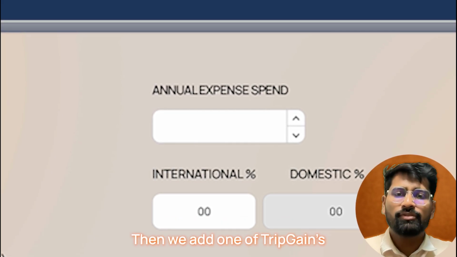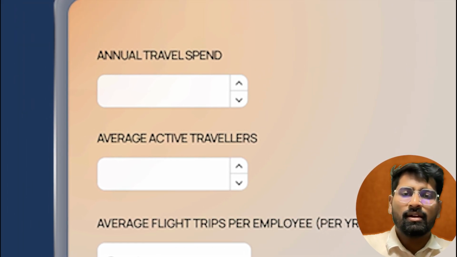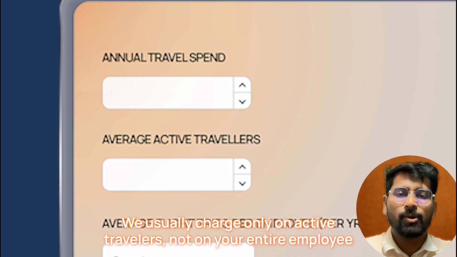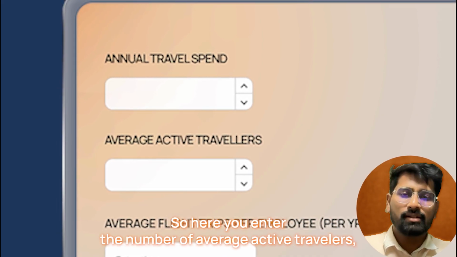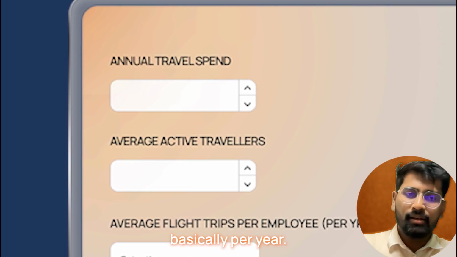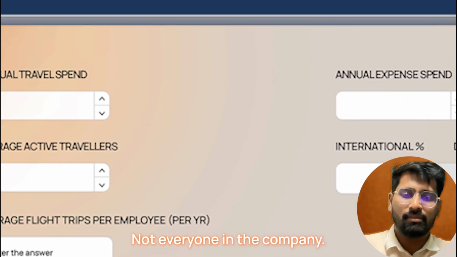Then we add one of TripGain's key pricing advantages, which is active travelers. We usually charge only on active travelers, not on your entire employee base. So here you enter the number of average active travelers, basically per year. These are people who actually travel and generate bookings, not everyone in the company.